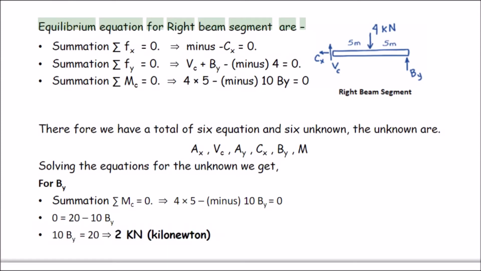Equilibrium equations for the right beam segment are: summation Fx equals 0, minus Cx equals 0. Summation Fy equals 0, Vc plus By minus 4 equals 0. Summation MC equals 0, 4 times 5 minus 10 By equals 0. Therefore we have a total of 6 equations and 6 unknowns.